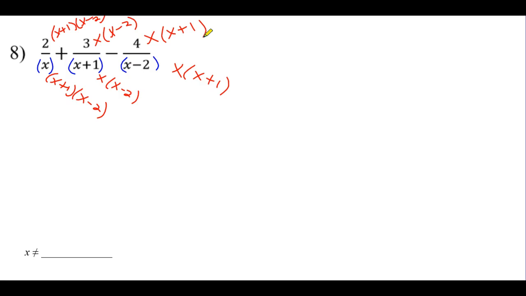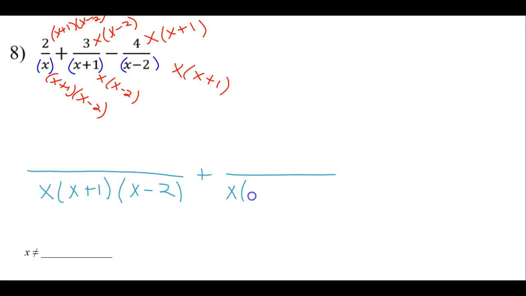So now your common denominator is made up of those 3 factors, the x plus 1, and the x minus 2. And then we have a plus, so we're going to have 3 of these, so that's exciting. And then this last one is subtracted over x times x plus 1 times x minus 2.